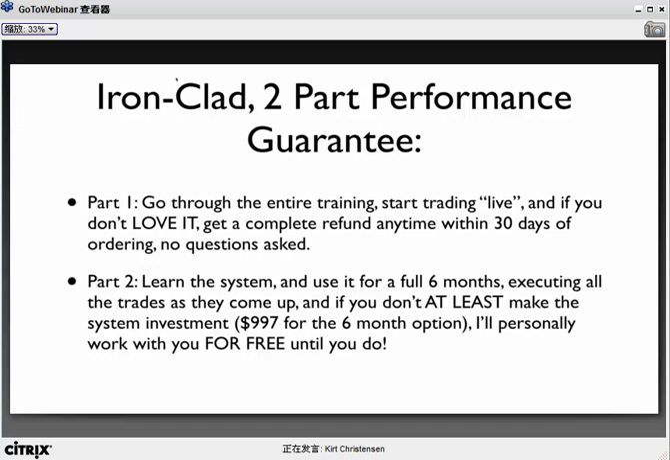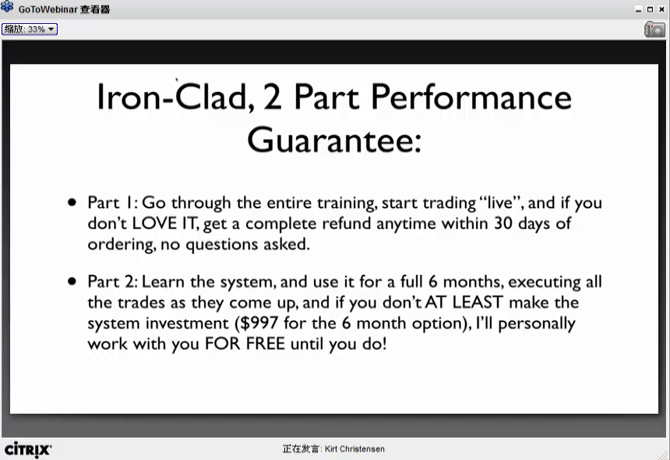Part number 1 of the 2-part performance guarantee. Go through the entire training. Start trading live. If you don't love it, get a complete refund anytime within 30 days of ordering. No questions asked. Part number 2. Learn the system and use it for a full 6 months, executing all the trades as they come up. And if you don't at least make back your system investment, the $997 for a 6-month option or $297 for a 3-year option, I'll personally work with you for free until you do.